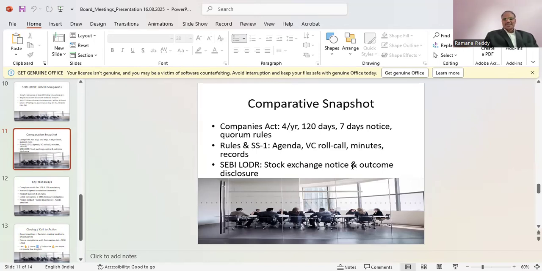Exchange intimations are required under Regulation 29 and Regulation 30 of SEBI LODR. And outcome reporting within 30 minutes to exchanges, newspaper publication within 48 hours, just as we have discussed.